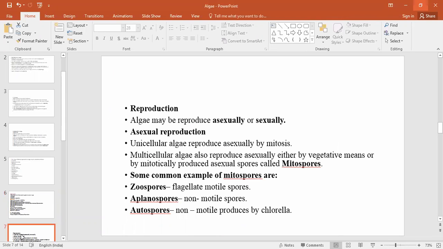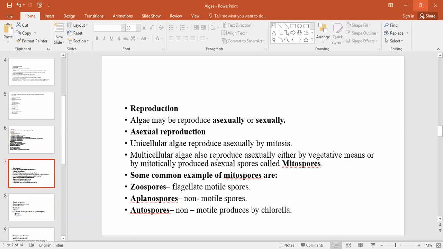Then next is reproduction. Algae may reproduce asexually or sexually. In asexual reproduction, there is no fusion of gametes and no zygote is formed. They may reproduce asexually in different ways, for example, fragmentation, spore formation, and binary fission.